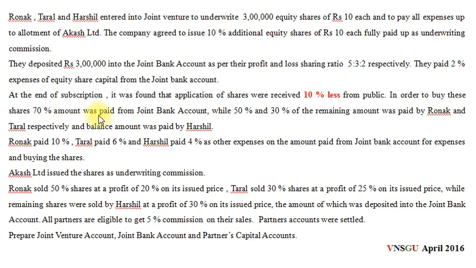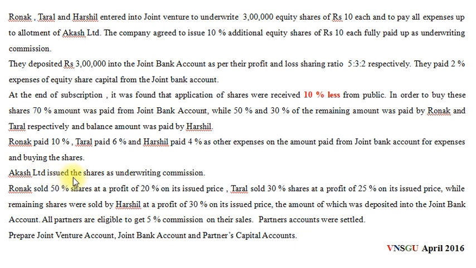70% amount was paid from joint bank account, while 50% and 30% of the remaining amount was paid by Ronak and Taral respectively, and the balance amount was paid by Harshil. Further, Ronak paid 10%, Taral paid 6% and Harshil paid 4% as other expenses on the amount paid from joint bank account for expenses and buying the shares.